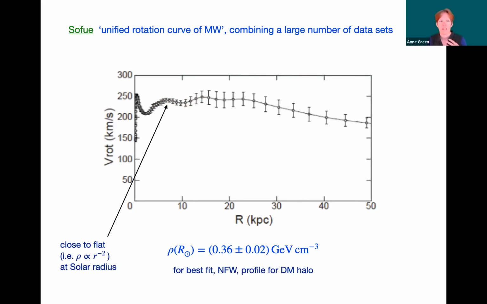So this is perhaps more confirmation that we're living at a point where the slope of the density profile is roughly -2. And for a best fit Navarro-Frenk-White profile, i.e. the thing that seems to come out of numerical simulations, this work finds a local dark matter density of 0.36 GeV per cubic centimeter plus or minus 0.02. So that's a pretty small statistical error bar here. And yesterday I said that in WIMP direct detection experiments, the standard density that people use is 0.3 GeV per cubic centimeter. So this would suggest that's not too far off.